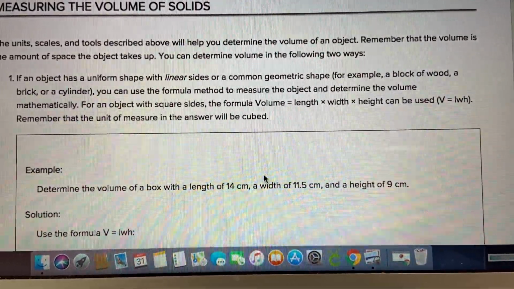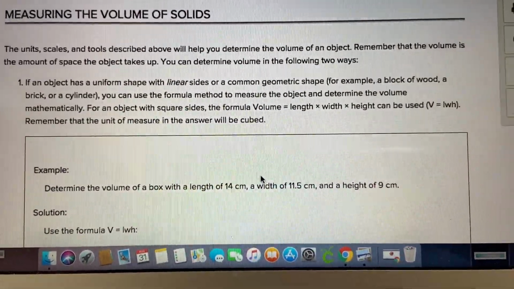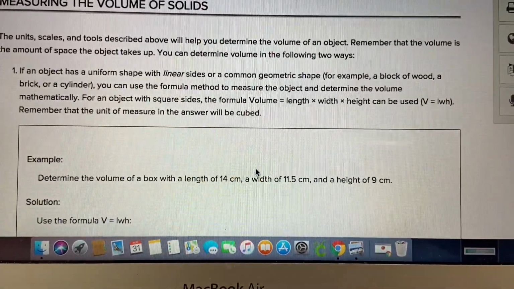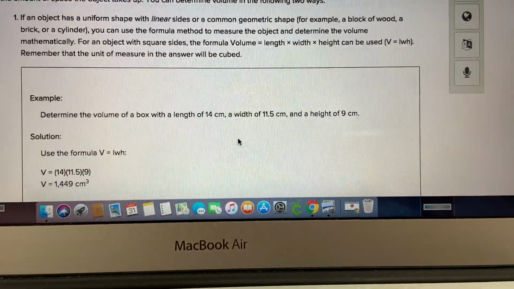It also looks like this: V equals LWH. When the letters are together like that, LWH, that means they're multiplied. Remember that the unit of measure is part of the answer. It will be cubed.